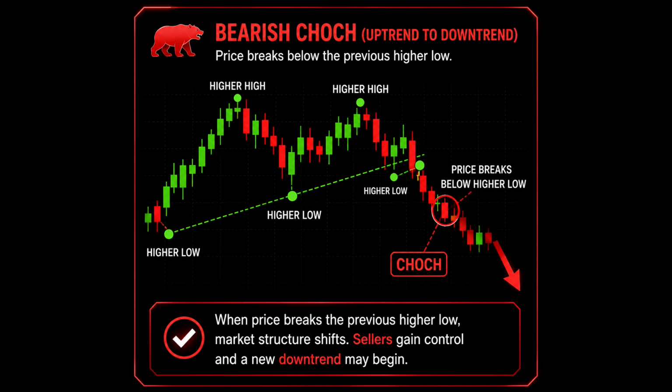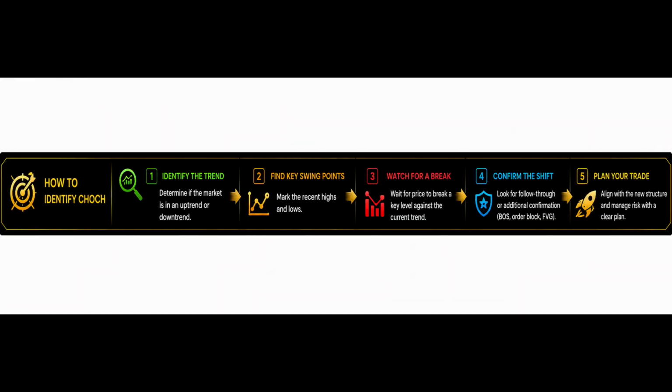The process is simple. First, identify the trend. Second, mark the key swing highs and swing lows. Third, watch for a break against the trend. Fourth, look for confirmation from surrounding market structure. Finally, build a trade plan with proper risk management. Remember, BOS tells us the trend is continuing. CHOCH tells us the trend may be changing. Mastering both concepts is a critical step toward understanding how institutions read the market and position themselves ahead of major moves.